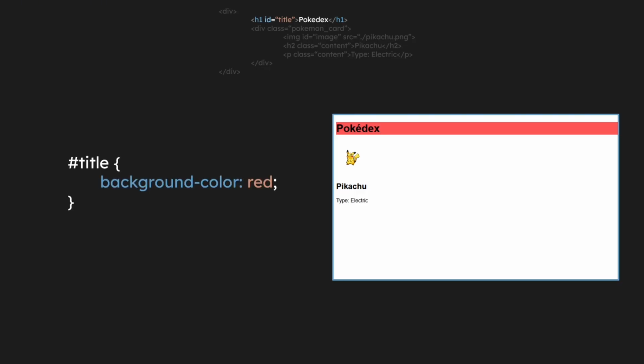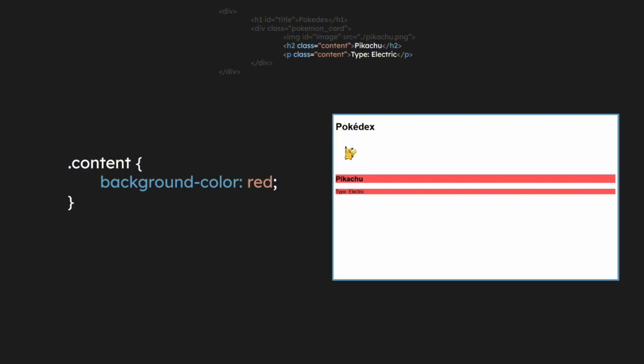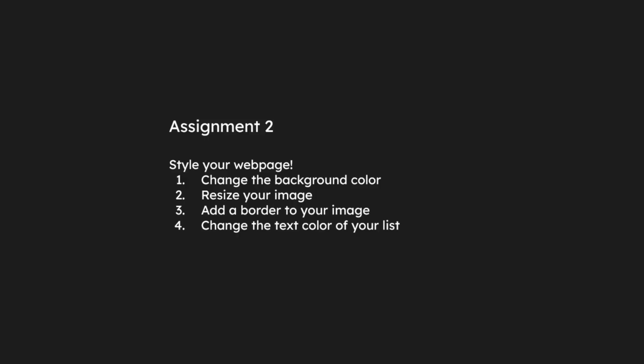Similarly, we can use classes to change the background color of only the elements with a specific class. In this case, content. Again, note how we precede a class with a period to indicate that it is a class. Now that we've gone over the basics of CSS, let's add some style to your plain HTML site.